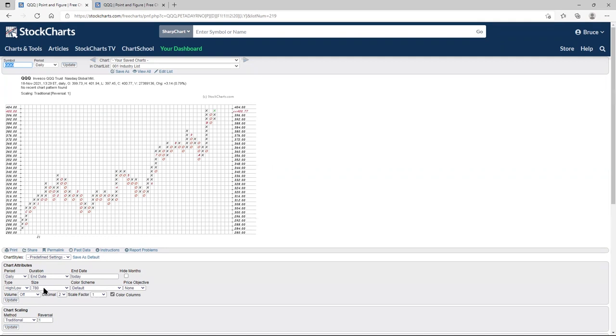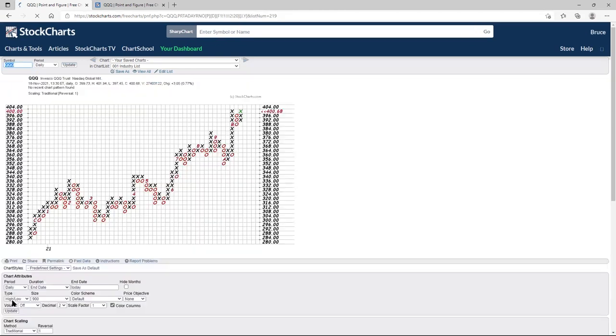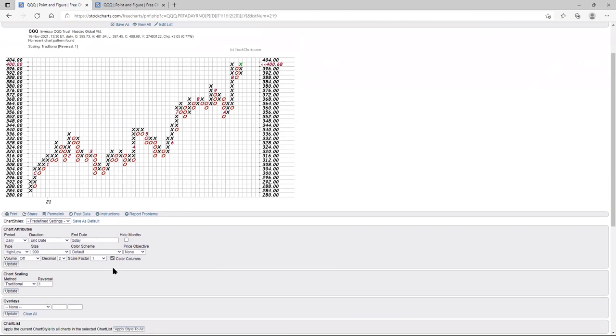Let's make it a little bigger, go from 780. Let's take it up to 900 and update it. So a little bigger, bigger X's and O's, really nice. Okay, so now traditional scaling. I like this chart. And also here's another reaccumulation right here. And this is the beginning of 2021 right here. So big accumulation from February over to late May, uptrend, another reaccumulation, uptrend, really nice.